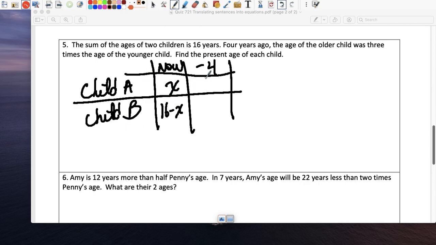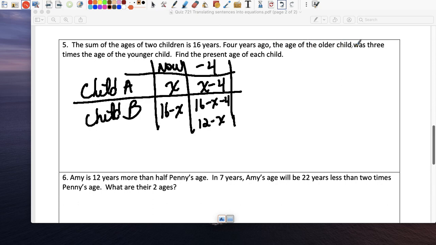So 4 years ago, child A is x minus 4. 4 years ago, child B is 16 minus x, and we're going to take away 4. We can combine 16 and minus 4 and just write 12 minus x. So that's what I'm going to work with. So now I can set up my equation.